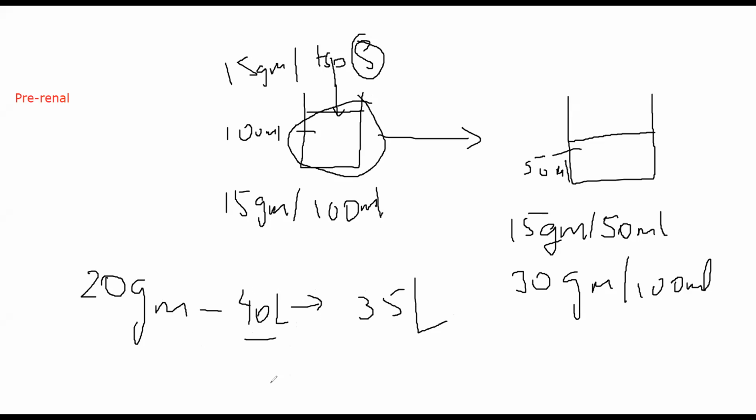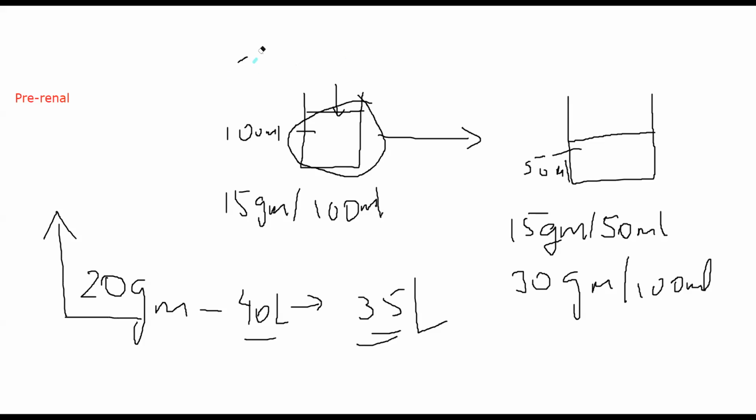It's a 5 liter drop. What happens is the relative amount of urea that was present in your fluids has increased. Even though the actual amount of urea did not increase, its relative amount, relative to the amount of fluid that is present in your body, has increased. Those will be included in your pre-renal causes. I hope you understood the concept here. If you didn't understand, please feel free to ask me.